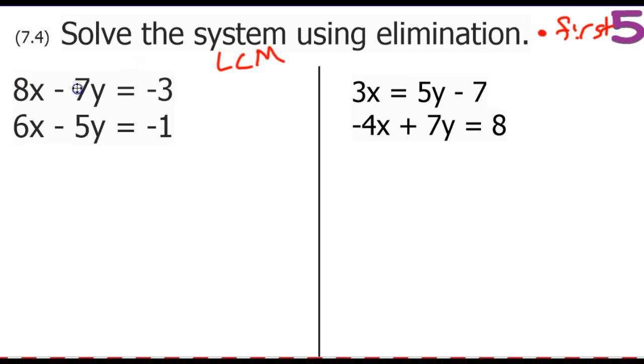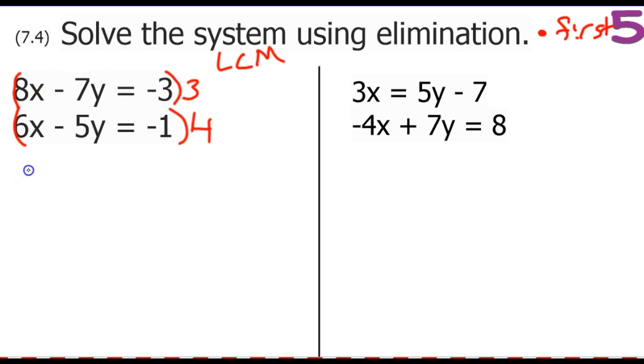So I'll get rid of my x's. I'm going to try to figure out something that I can multiply by 8 and 6 to get to the lowest common multiple. I know that the lowest number that both 8 and 6 go into is 24. So I'm going to multiply both of our equations by something to get to 24x. To get 8 to 24, we have to multiply by 3. To get 6 to 24, we have to multiply by 4.